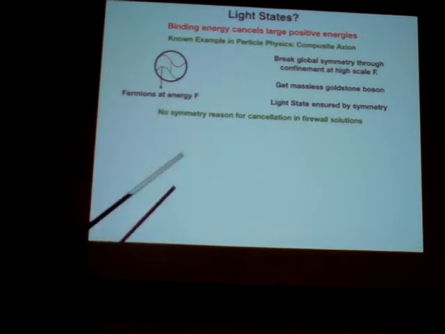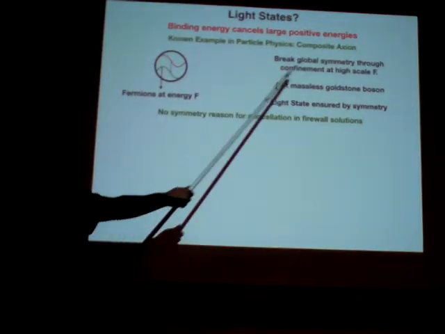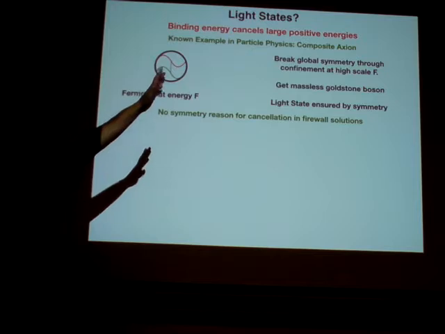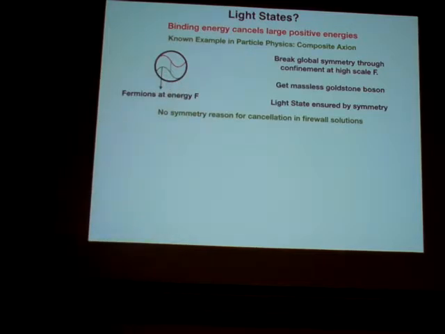So in particle physics, there's a composite axion. I have some big global symmetry. This global symmetry is broken at a very high scale f. And you know what happens? There's a massless Goldstone boson.